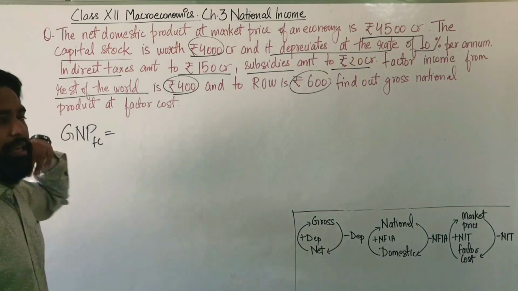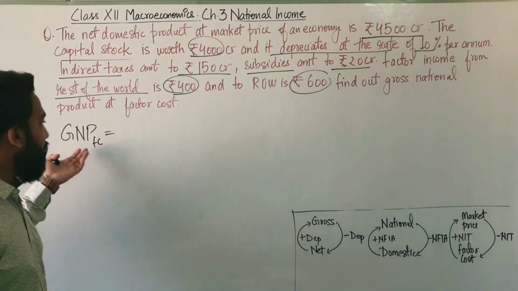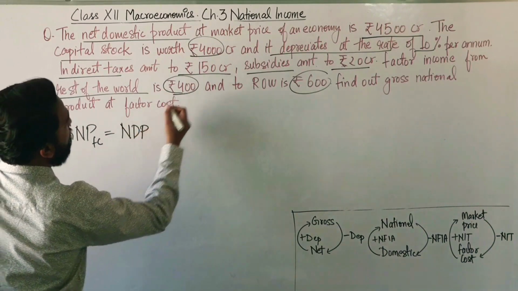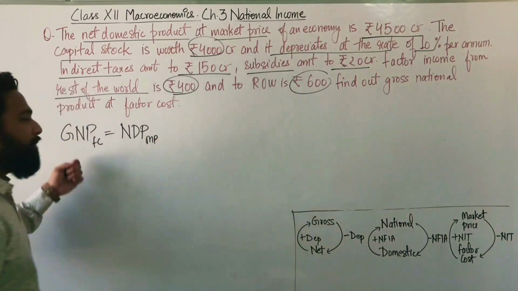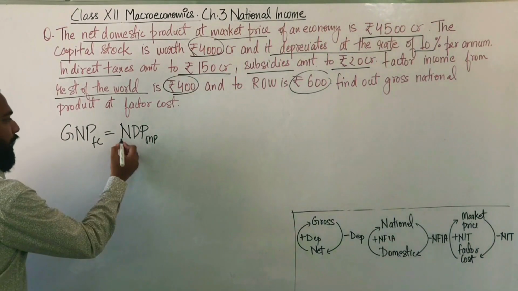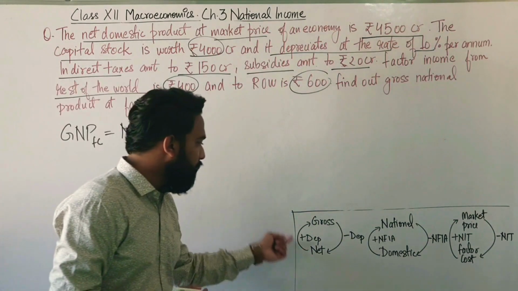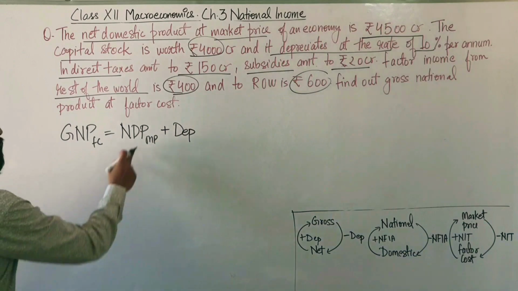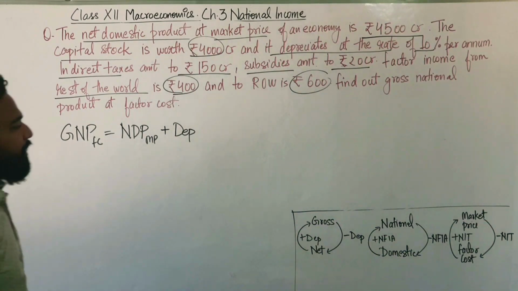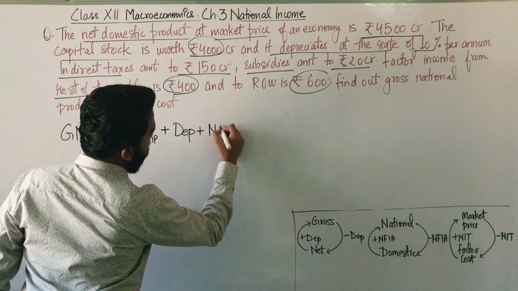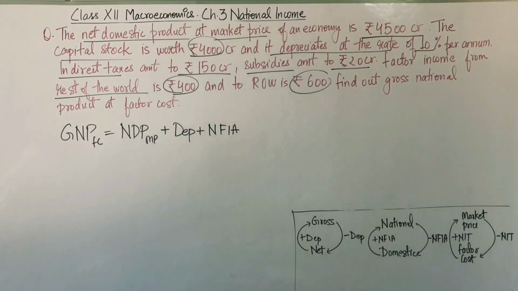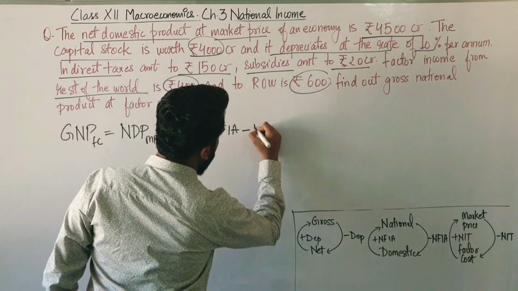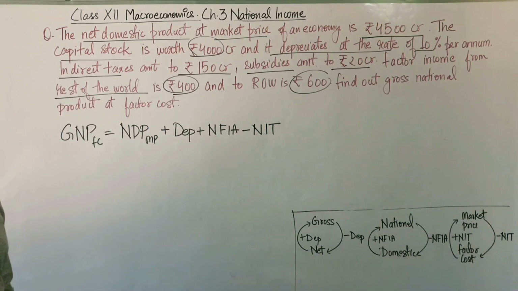Now students, find out, is there any other aggregate with the help of which we can calculate the GNPFC? Yes, it's in the starting, that is net domestic product, NDP at MP. With the help of NDPMP we can calculate the GNPFC. Now first of all, I need to convert net into gross. From net to gross we have to add the depreciation. Now to convert domestic value into national value, we need to add the NFIA, net factor income from abroad, and from market price to factor cost, we need to deduct the net indirect taxes. Is that clear?